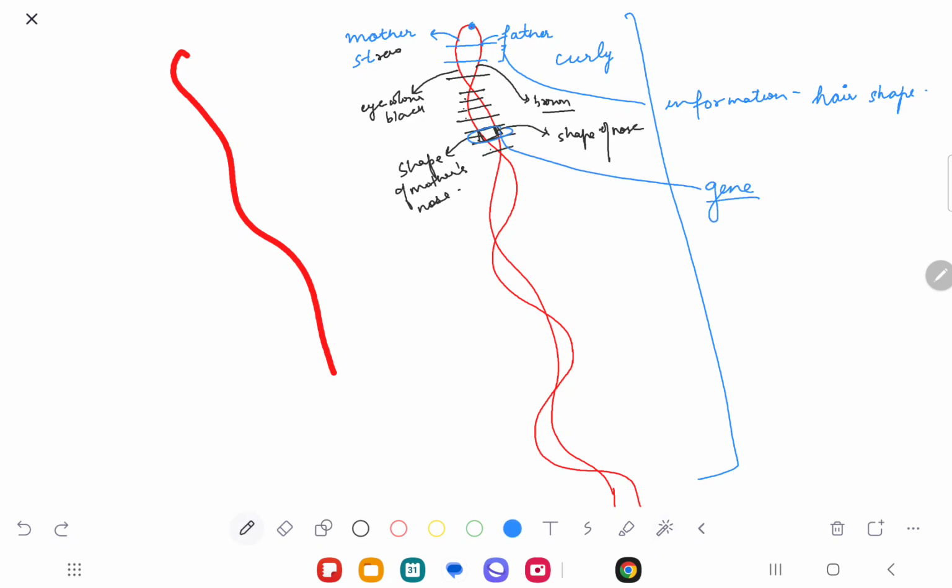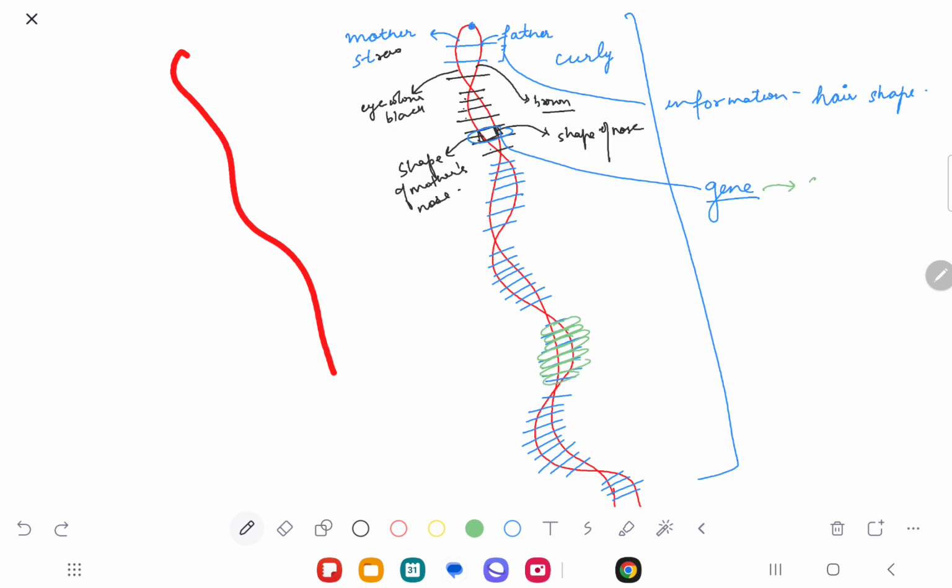So I hope you can understand that this might have lots and lots of genes over it. These are nothing but lots and lots of genes. Any doubts on this? So this is one gene, this is another gene, and another gene, and another.